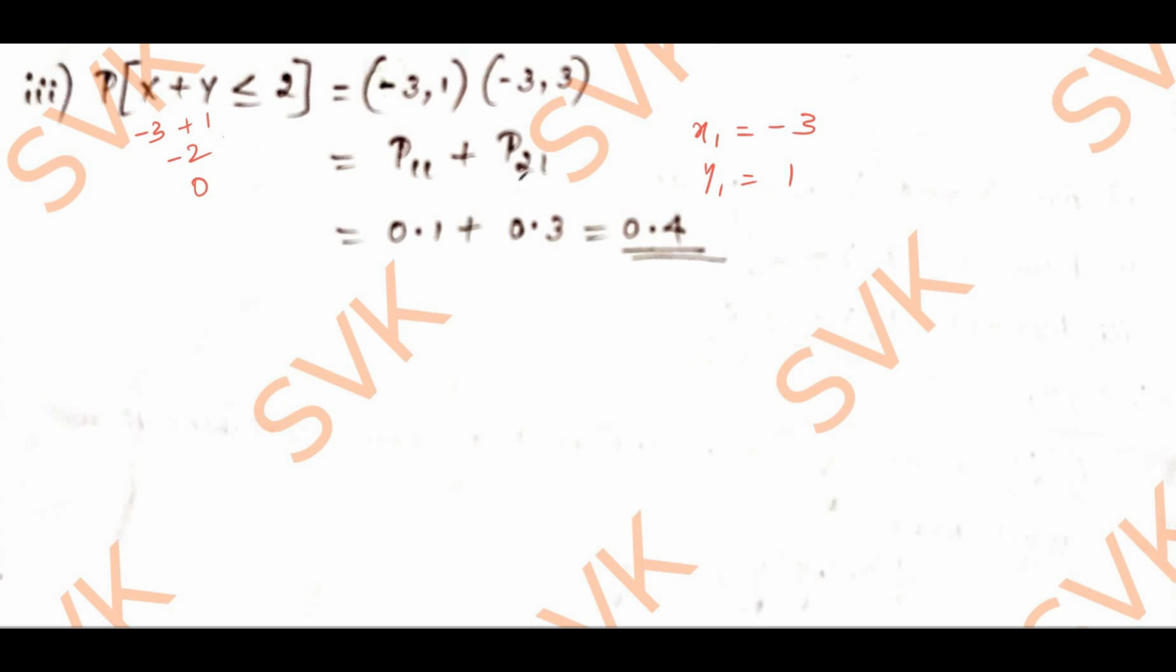So when we get that, the possibilities when x is minus 3, that is the first value, since x1 is equal to minus 3 in the table and y1 value is 1 in the table, therefore p11 will be that value. Similarly, for p21, x value is minus 3 and y value is 1. We can have these values, so therefore 0.1 plus 0.3 will be equal to 0.4. This is how to solve the problem of joint probability distribution.